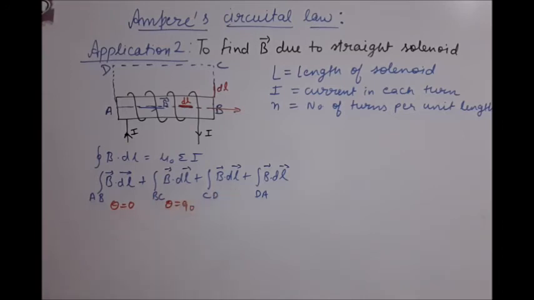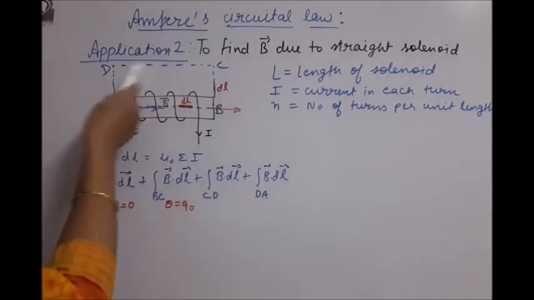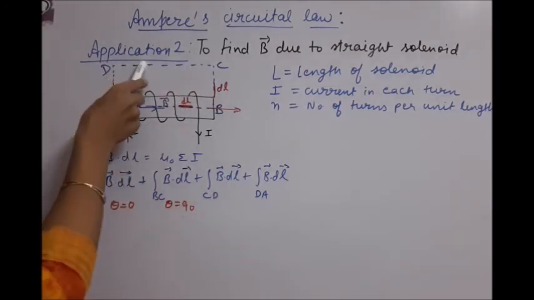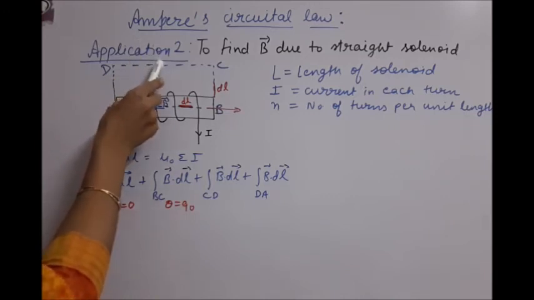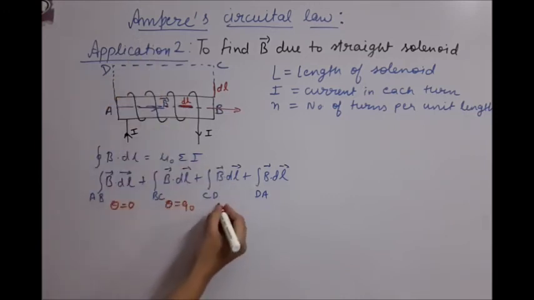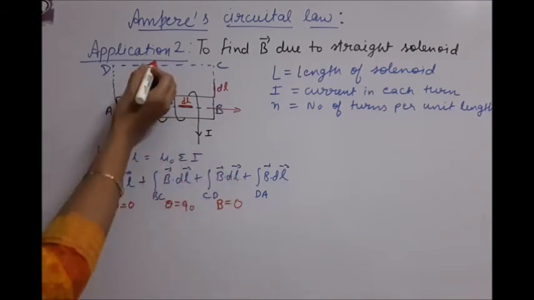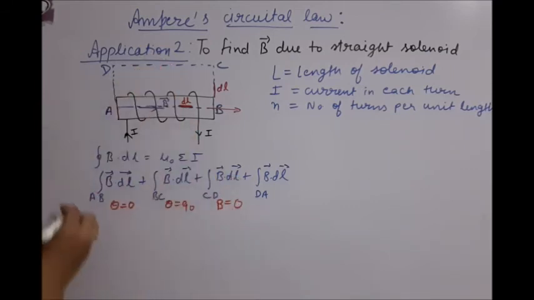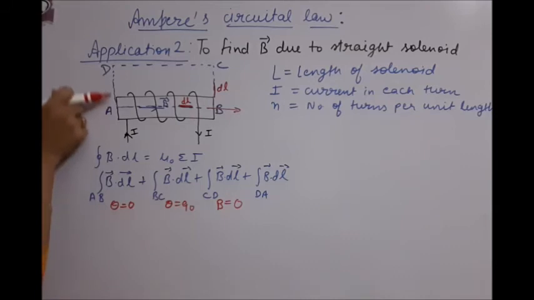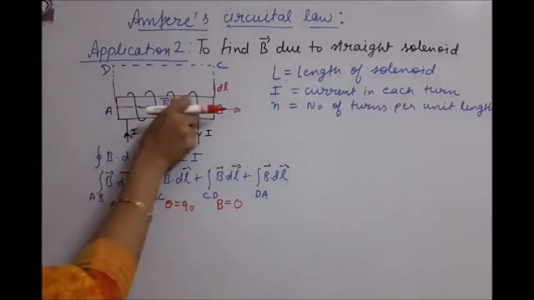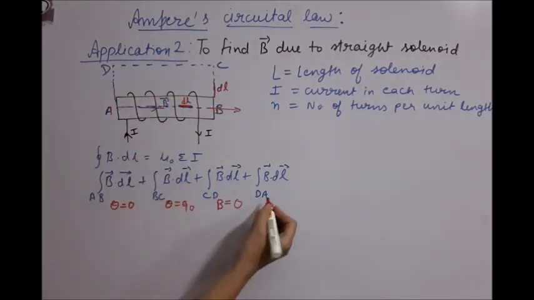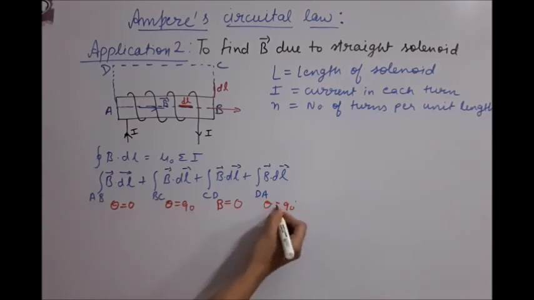After that, let us solve CD. CD is just outside the solenoid, and we have shown that here the magnetic field is 0. There is no need to calculate theta here because the magnetic field is already 0. Now come to DA. Here also dl is vertical, and the magnetic field is horizontal. So here theta will be 90 degree.